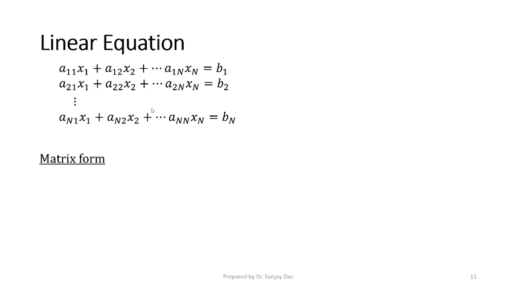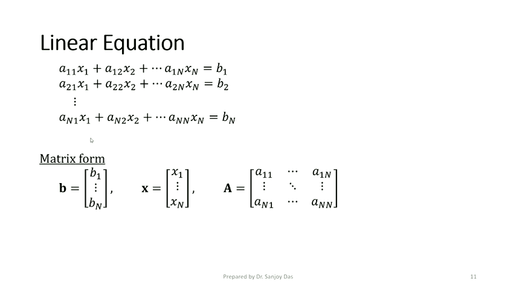And in matrix form, we can write this as, this is B. I take all the B1, B2 until Bn and make a column vector out of it, B. This is the set of all variables, x1 through xn, this column vector x. And this is the matrix of all coefficients, a11, a12, all the way to ann. And I can write all these equations succinctly as Ax equals b.